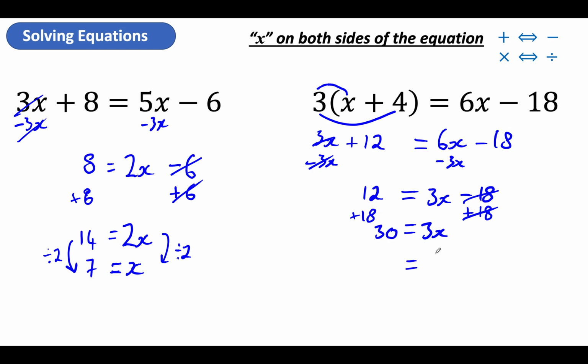So 3x equals 30. I don't want 3 of them. I only want 1 of them. So I need to divide it by 3. Divide by that number touching x. But of course, what you do to one side, you must do to the other as well. So x has the value of 10. Right, so the first thing to do is always look for the side that has fewer x, and that's what we're going to remove, and we're going to do it from both sides.